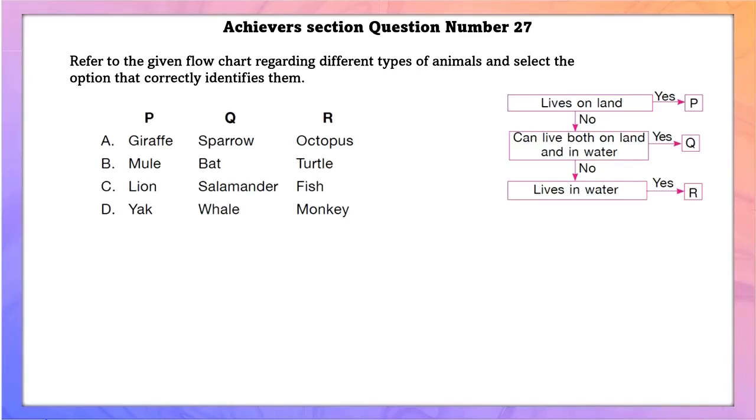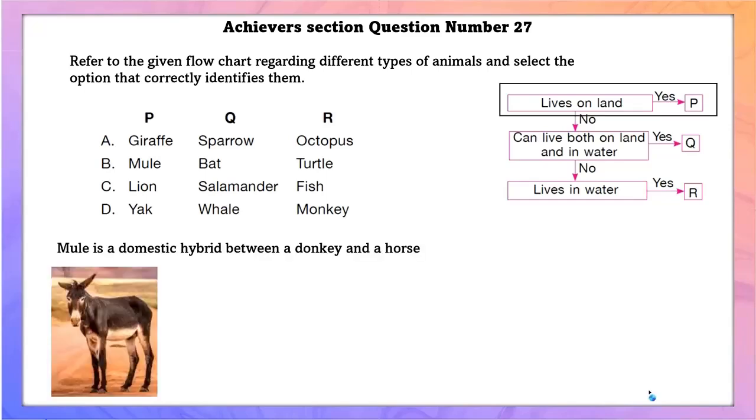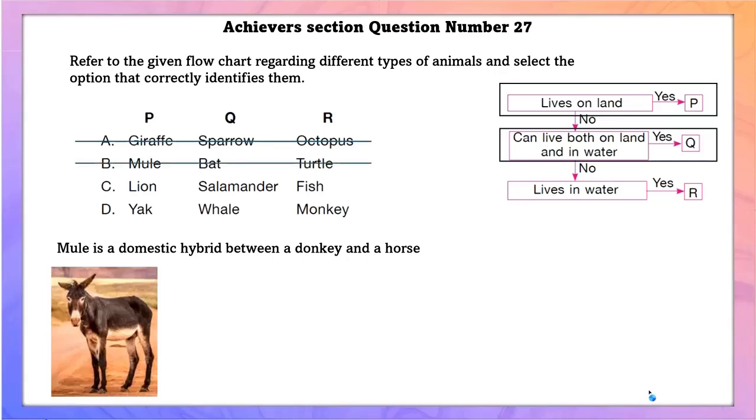Achiever section question number 27. Refer to the given flowchart regarding different types of animals and select the option that correctly identifies them. Mule is a domestic hybrid between donkey and a horse. Q can live both on land and water, but sparrow cannot live both on land and water. So the A option is wrong. B. Bat also cannot live both on land and water. So the B option is also false.